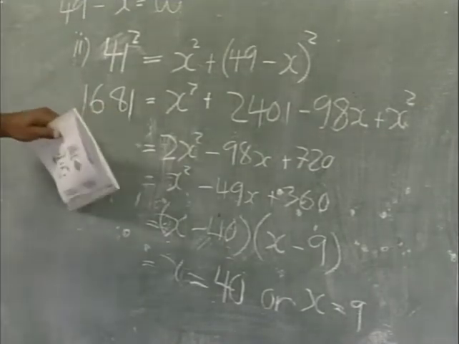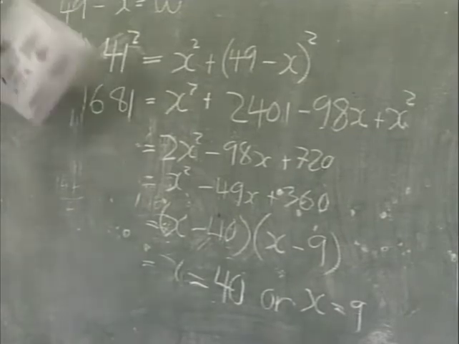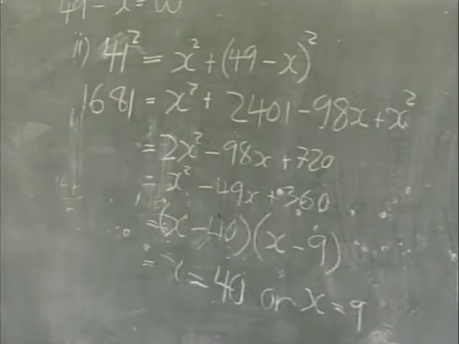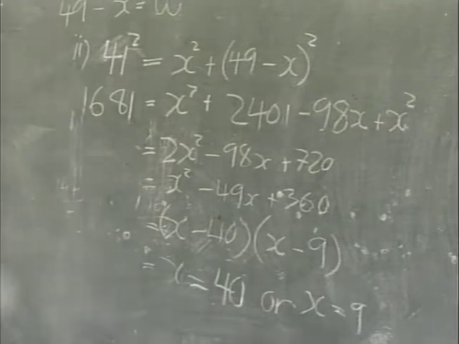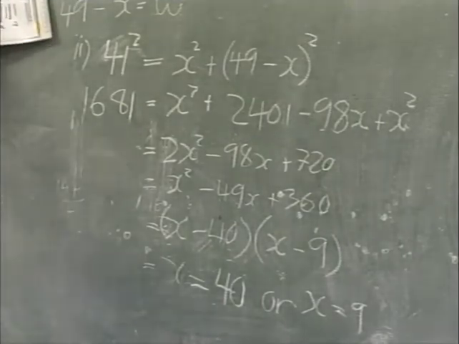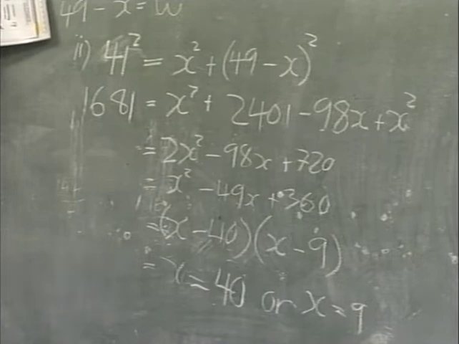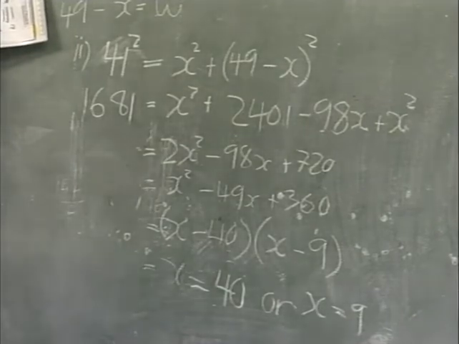Collect the like terms. x squared plus x squared equals 2x squared, minus 98x. I subtract 1,681 from 2,401 equals 720. I divide all of them by 2. I get x squared minus 49x plus 360, which is equal to (x minus 40) in one bracket multiplied by (x minus 9). So x equals 40 or x equals 9.